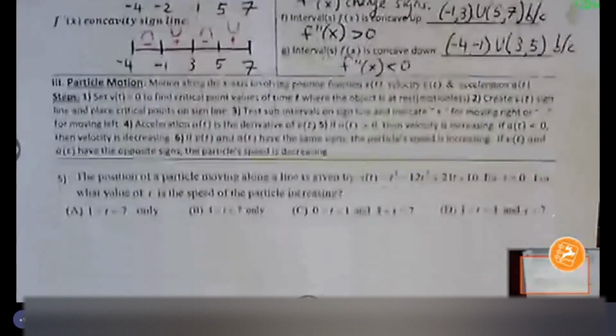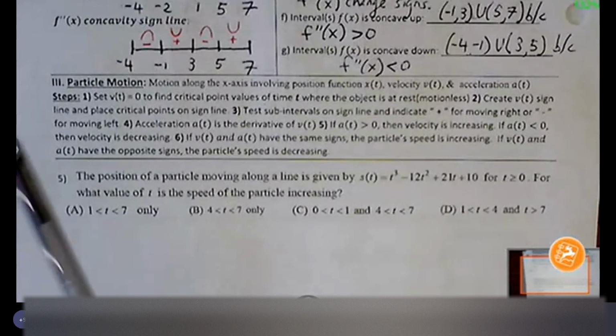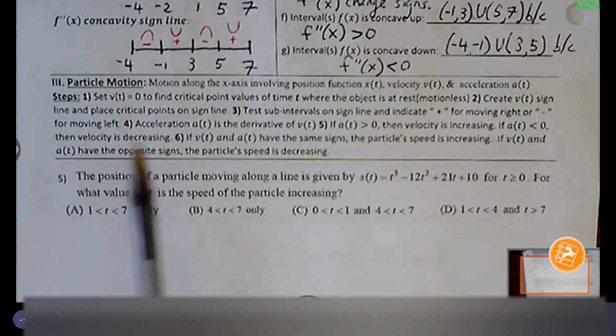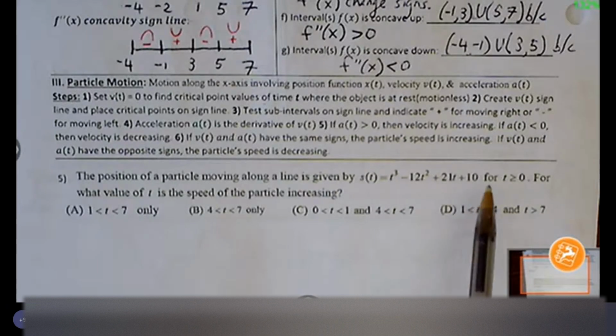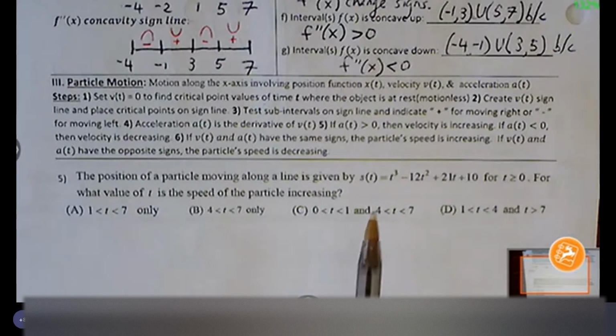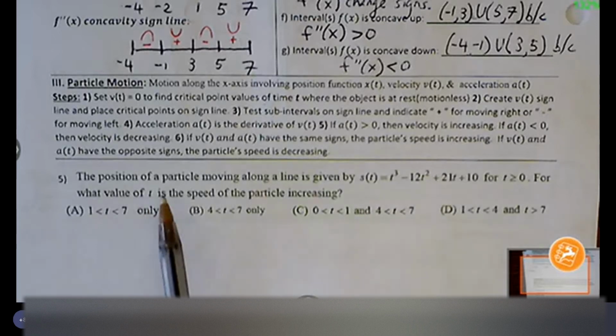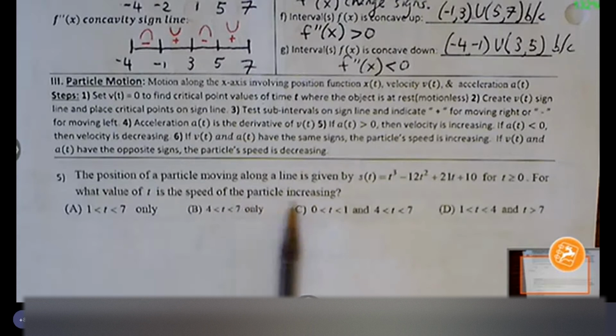Okay. So part number 5. The position of a particle moving along a line is given by s of t, for t greater than or equal to 0. So that's our domain. Our domain is from 0 and then positive values after that. For what values of t is the speed of the particle increasing?